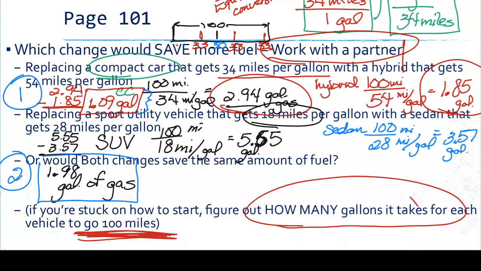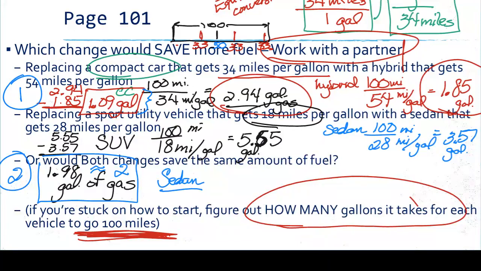So here you saved 1.09 gallons. Here you saved 1.98. That's close to 2, right? So you saved more by taking out the SUV and going with the sedan. Okay? So this would be number 2, swapping out the sedan.